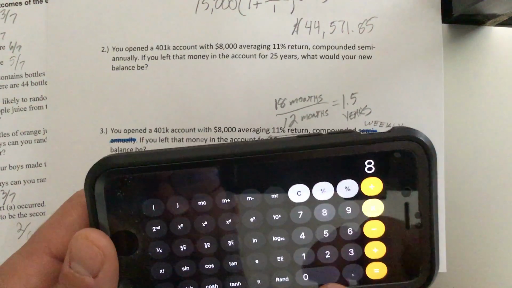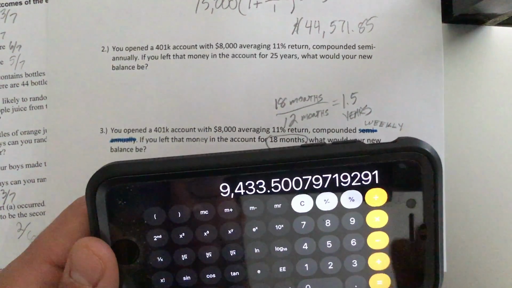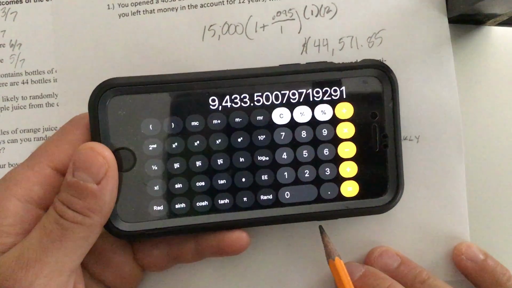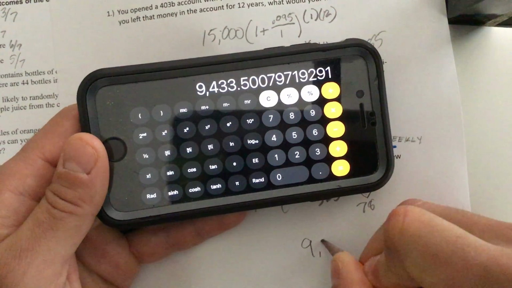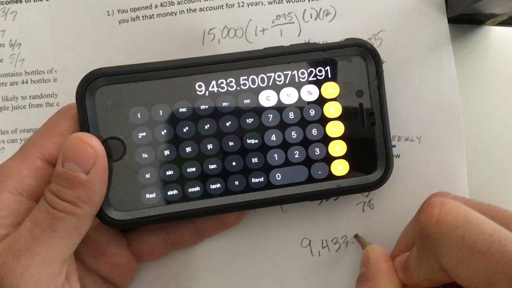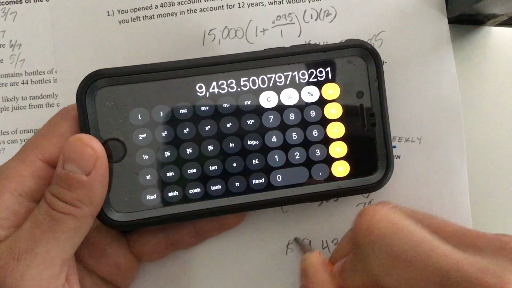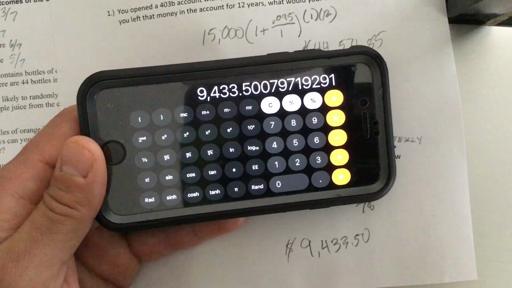Times our principal, 8,000, okay? So sure enough, we end up with $9,433.50.